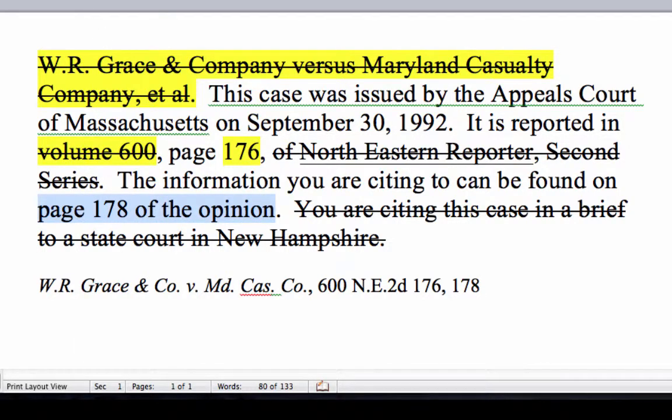We don't need this anymore. We don't need this anymore. And then side parentheses. So you need to look in that same page in Massachusetts. How do you abbreviate the Appeals Court of Massachusetts? So hopefully you're looking at that and you see that it's abbreviated as Mass App Court. So we're done with that part. And then September 30th, 1992, you don't need to include the exact date. You just need to put the year. So we're going to put 1992, close parentheses, and then period.